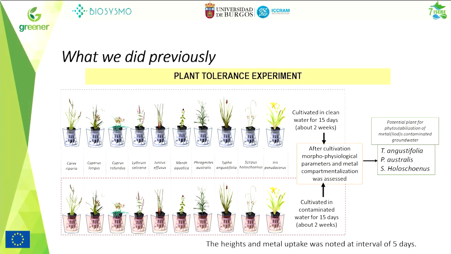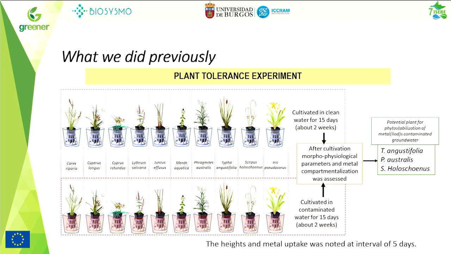From where we started? We started using 10 plants, which were really famous for doing phytoremediation. You can see the plants there: Carex riparia, Cyperus longus, Cyperus rotundus, Lythrum salicaria, Juncus effusus, Mentha aquatica, Phragmites australis, Typha angustifolia, and so forth. So many Latin words, sorry.